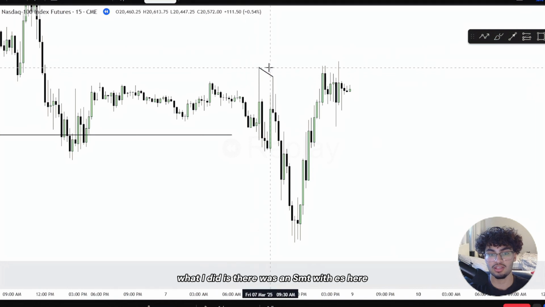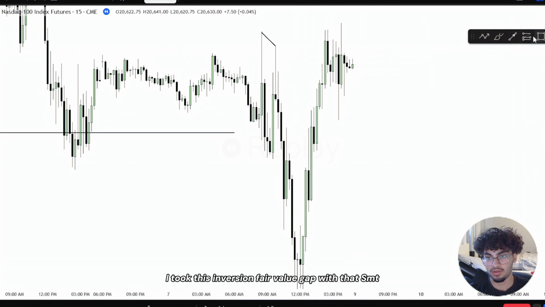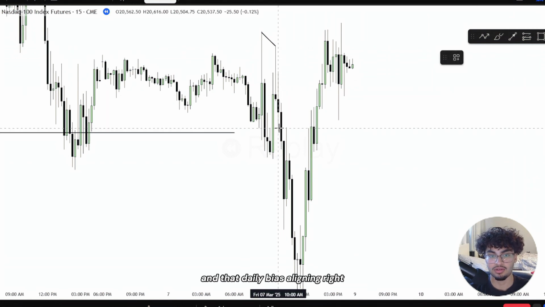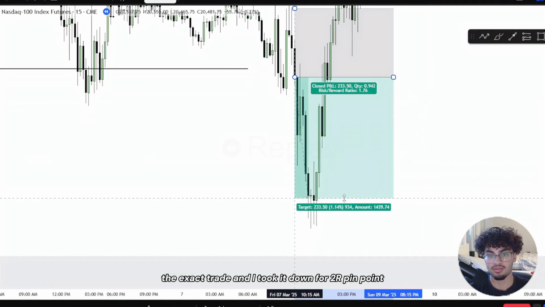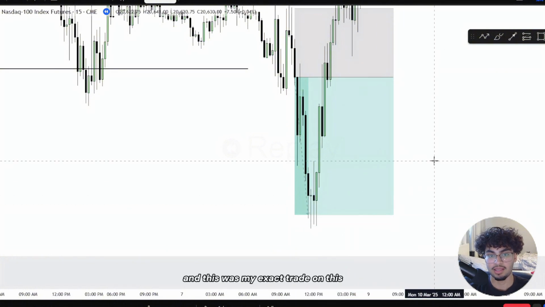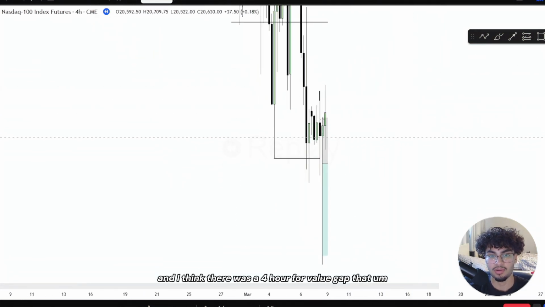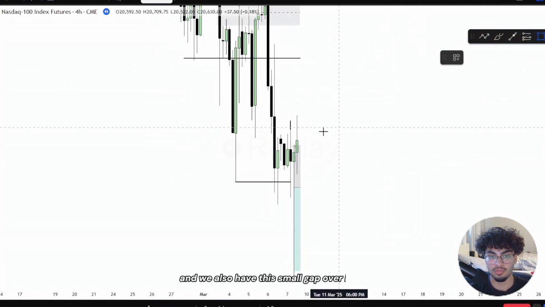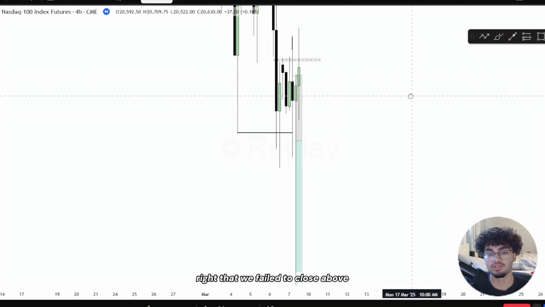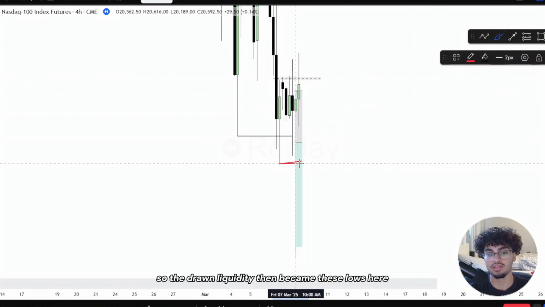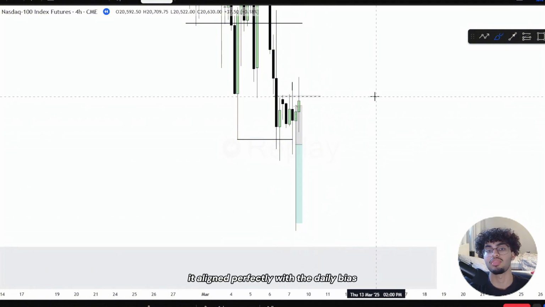What I did is there was an SMT with ES here, a strong candle body closure back into the range. I took this inversion fair value gap with that SMT and that daily bias aligning, right? I took this trade, the exact trade, and I took it down for 2R pinpoint. And this was my exact trade on this day that aligned with my daily bias. And I think there was a 4-hour fair value gap that ES tapped into. And we also have this small gap over here, right, that we failed to close above. So the drawn liquidity then became these lows here. So that was actually a trade I took, and it aligned perfectly with the daily bias.